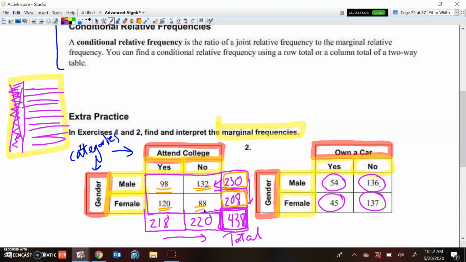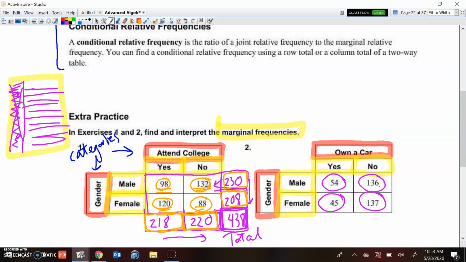And then if I go vertically, of the people interviewed, there were 218 that do attend college. And within here, it tells me the specific breakdown of how many of them were men and how many were female. In this column here, 220 total people said that they do not attend college. And then I see the breakdown of male versus female as well.